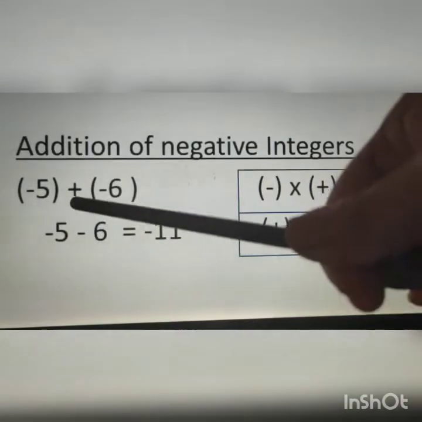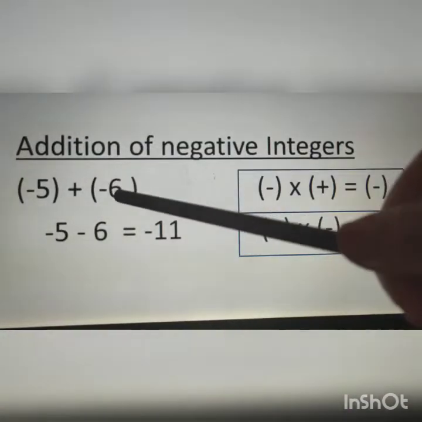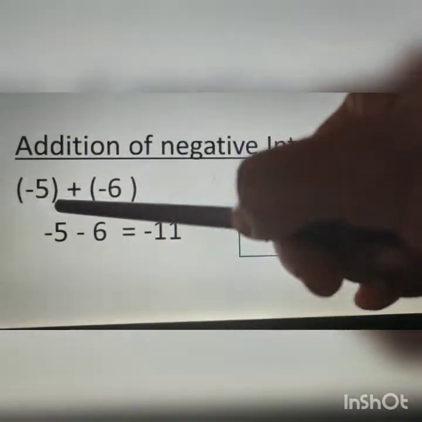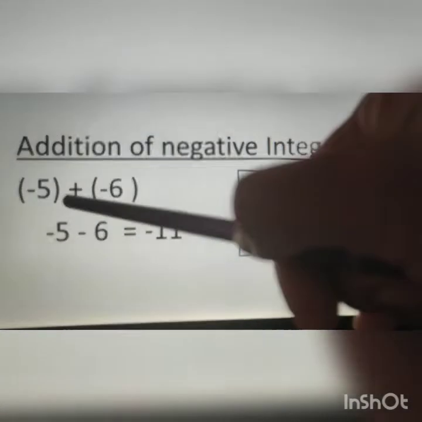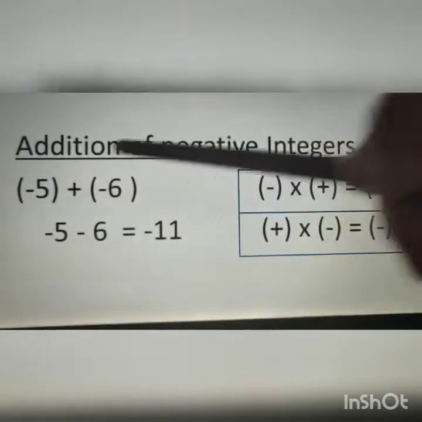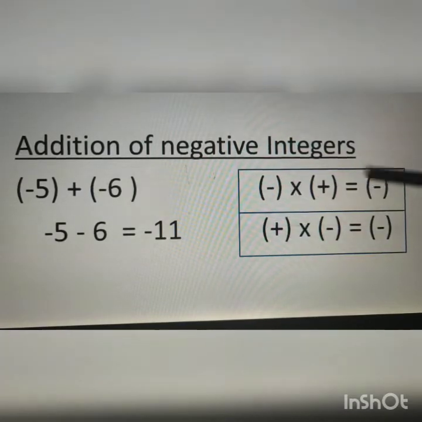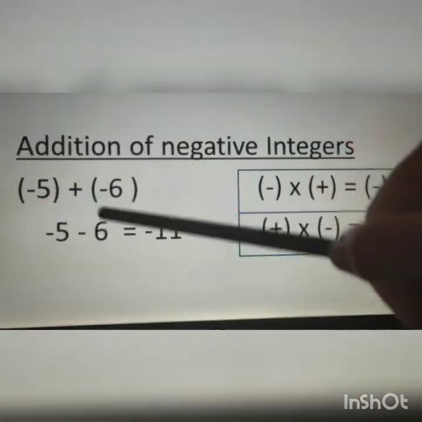Minus 5 plus minus 6. Here minus 5 and minus 6 are negative integers. In between, we have to take the sum: plus minus 5 plus minus 6. Here a plus sign and a minus sign are there. So plus into minus, minus will come. Minus into plus is equal to minus, or plus into minus is equal to minus. So minus 5, minus 6.